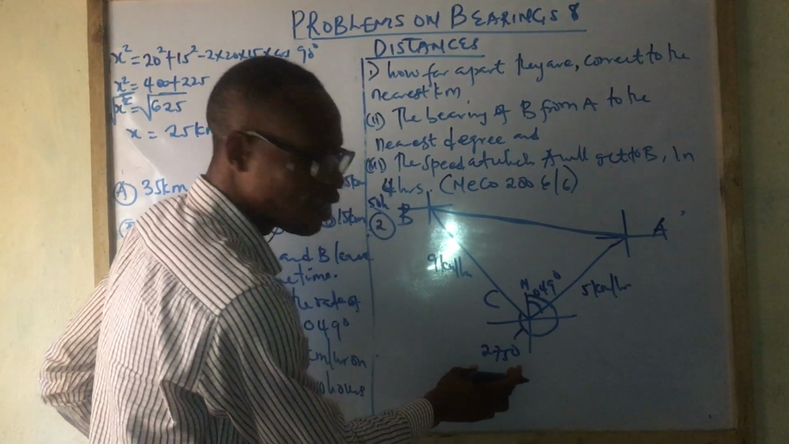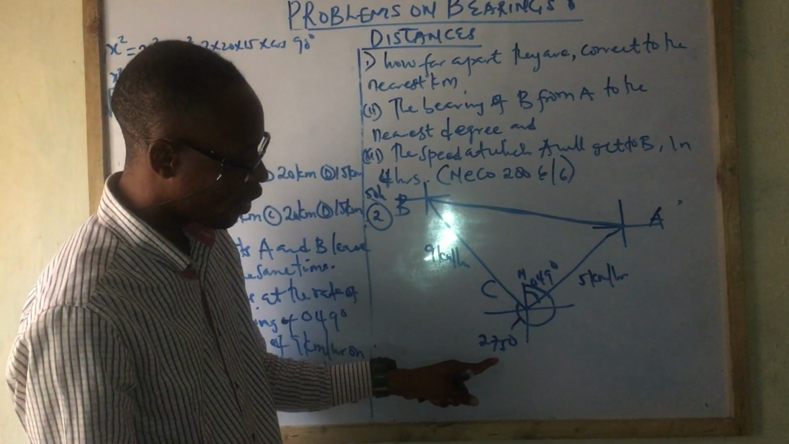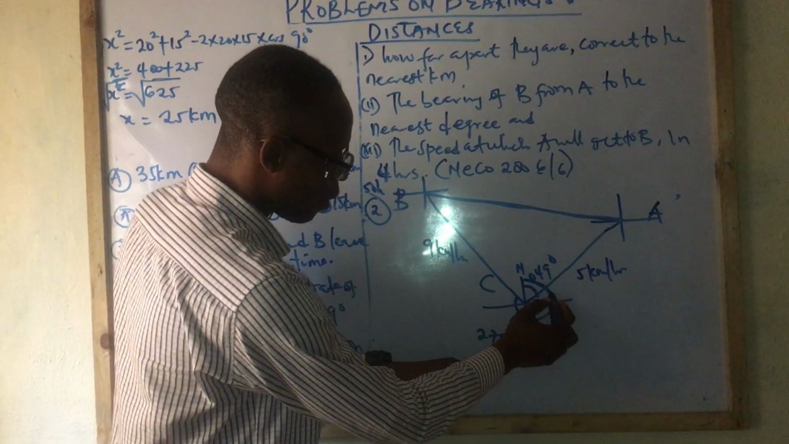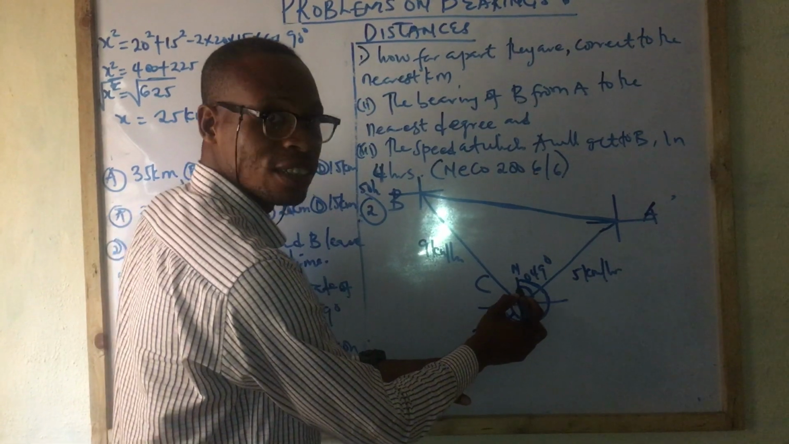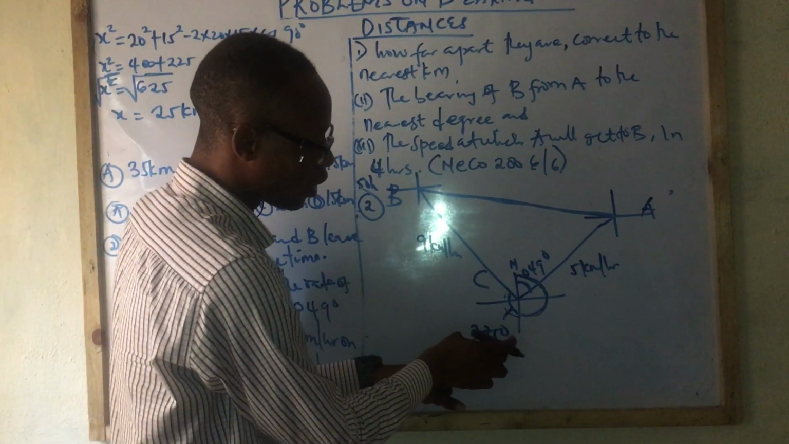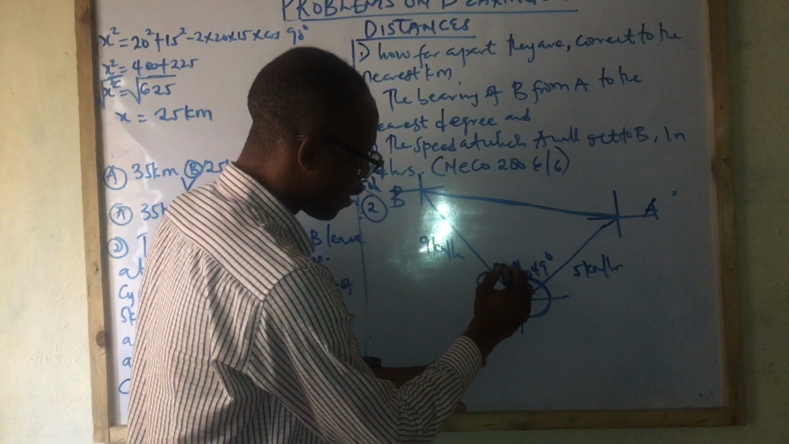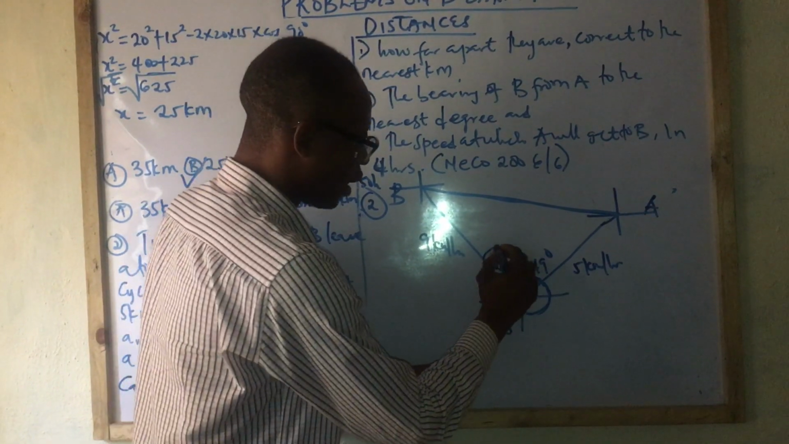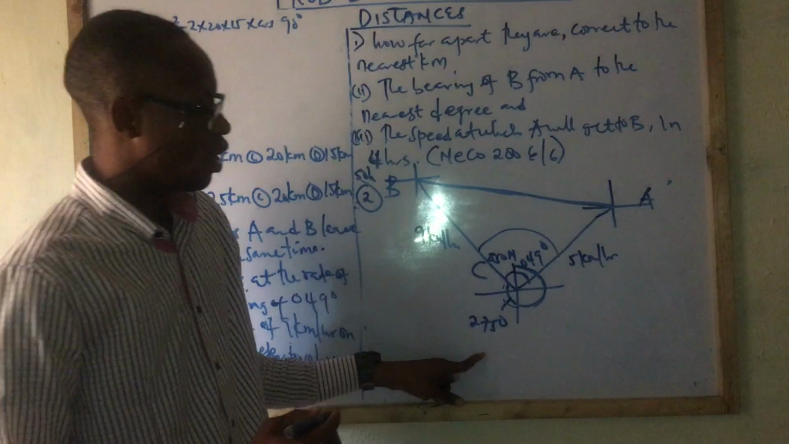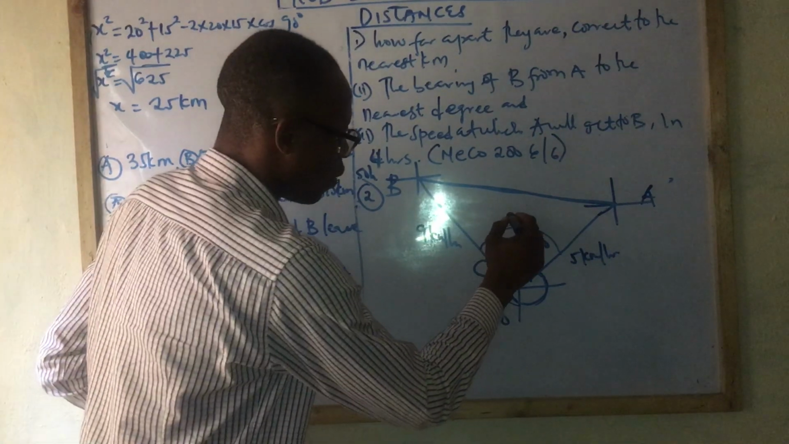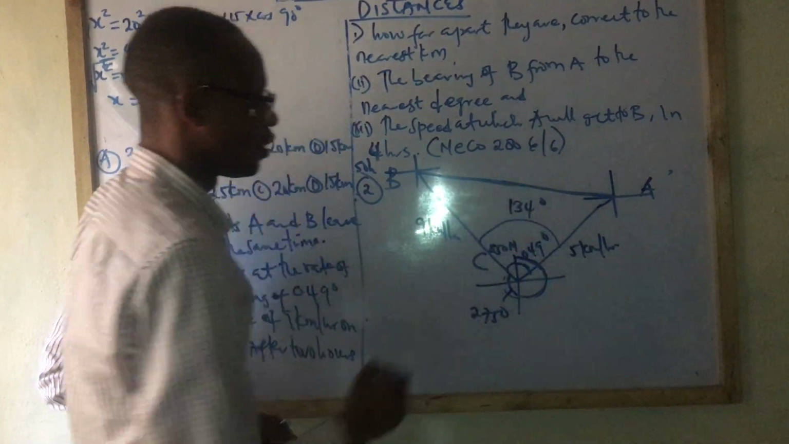Now if this is 275, and the whole of this place from here to this point is 360, we simply say 360 minus 275, and that gives us 85 degrees. So we say 85 plus 49, and that gives us 134 degrees.